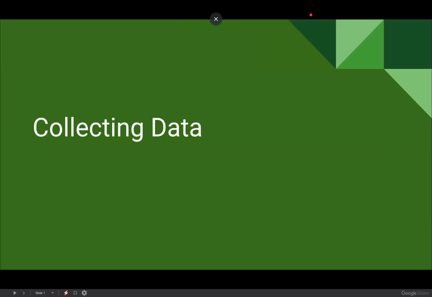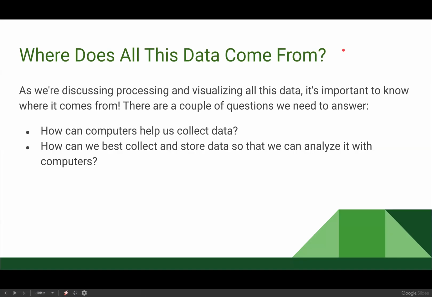I'm going to record our lesson, and our first topic today is the collection of data. In the past classes, we've talked about data in general, and we've talked about visualizing data. Today we're going to talk first about how we actually get all of the data that we are visualizing and processing. So where does all this data come from?